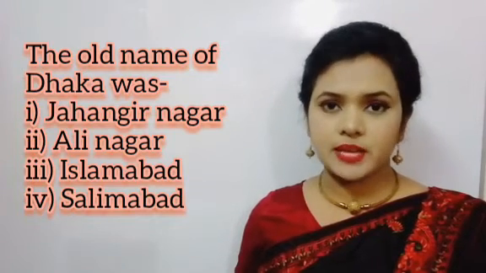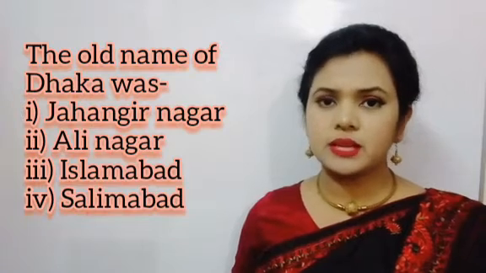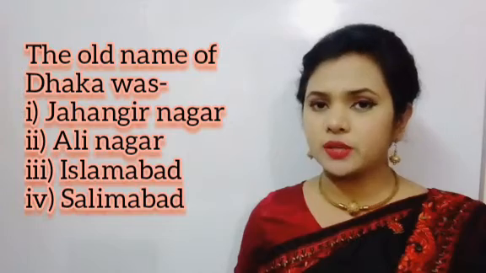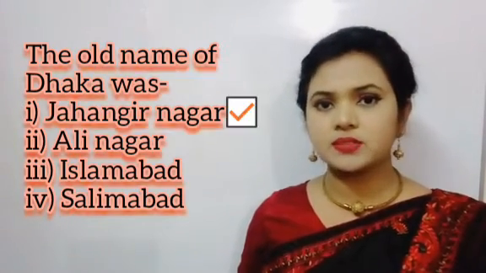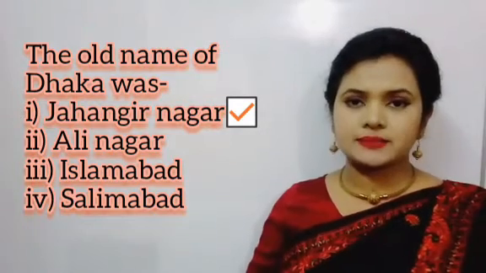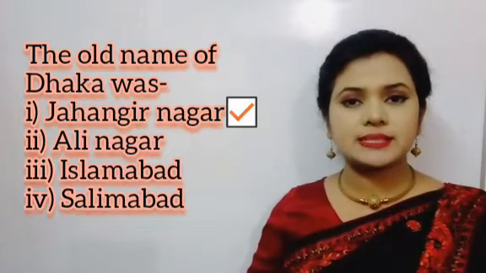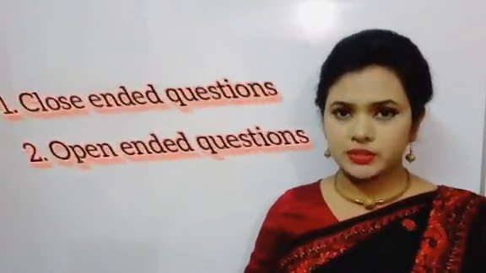For example, if I ask you, what is the old name of Dhaka? Was it Jahangirnagar, Alinagar, Islamabad or Salimabad? If the candidate has proper knowledge about general knowledge or history, he will be able to answer it. And the answer is Jahangirnagar. And MCQ or multiple choice question is a very popular method to assess a student or a candidate, and this system is used worldwide. In question number 1B, we find short question answers.